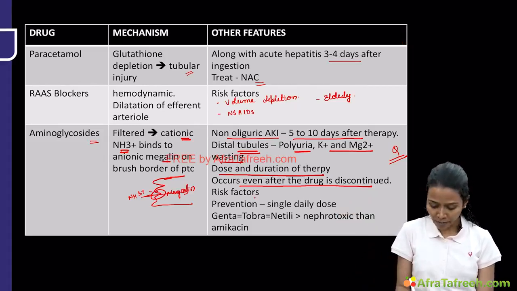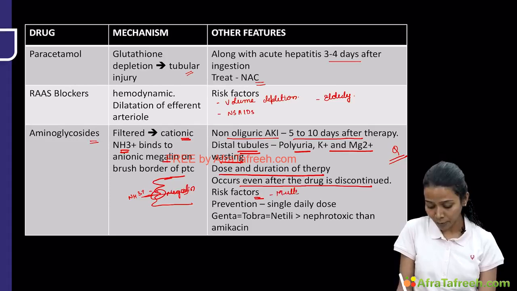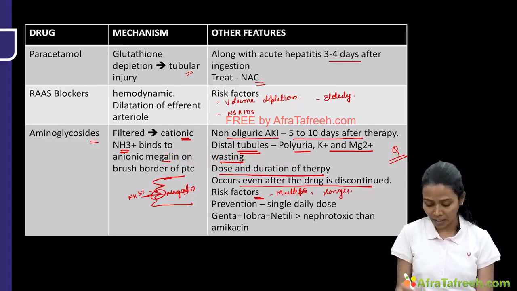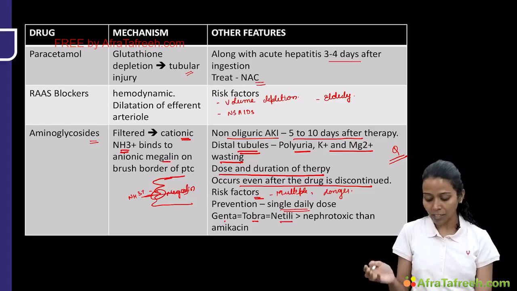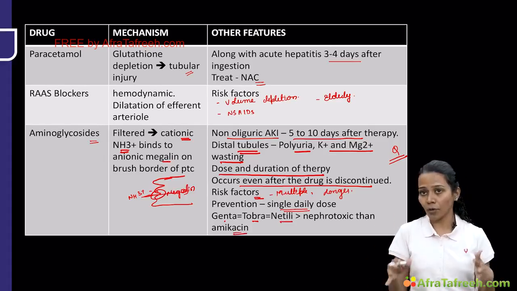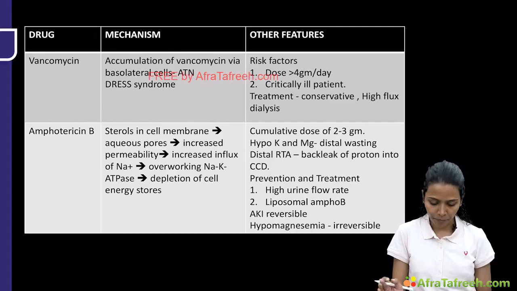Okay. So risk factors, like we already mentioned: if the patient is already on any nephrotoxic agent, multiple daily doses, and longer duration of therapy. So we know that is a risk factor, and how to prevent it: give a single daily dose. Okay. So gentamicin, tobramycin and netilmicin are more nephrotoxic than amikacin, which is considered less nephrotoxic in this spectrum.